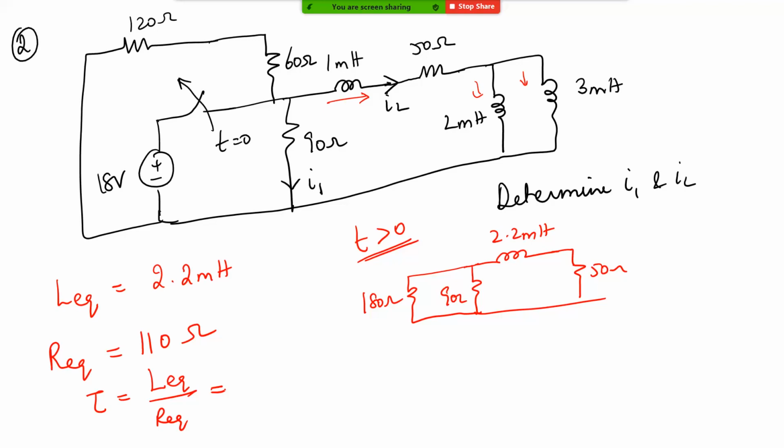Sir, I have a doubt. Why didn't we short the source? We are not shorting the voltage source. We are opening it, making it an open circuit. But when we take Thevenin equivalent, we short it, right?